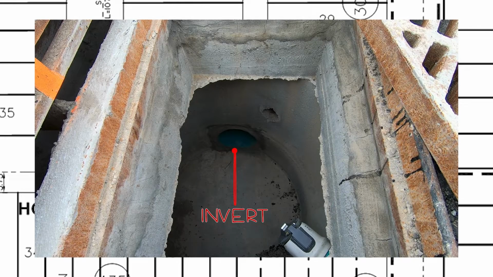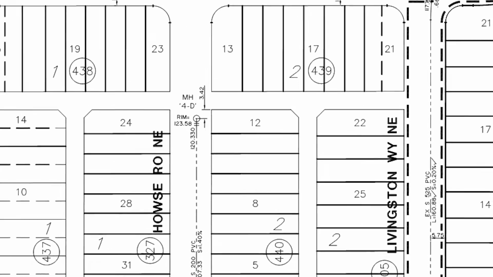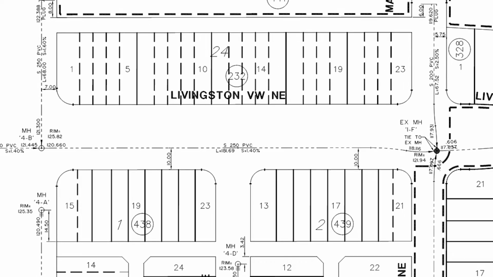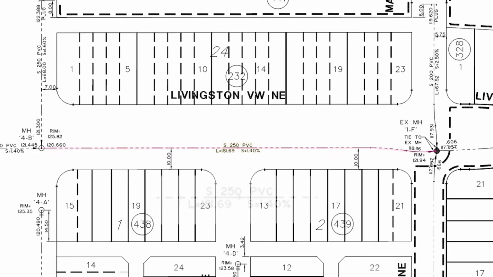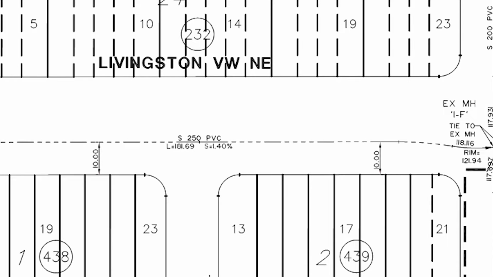The invert is the bottom of a pipe entering or exiting the manhole. This is important to have proper drainage. Each pipe is labeled with its size, type, length, and slope. The example here shows the pipe is a 250 mm PVC sanitary pipe with a length of 181.69 meters and a slope of 1.4%.